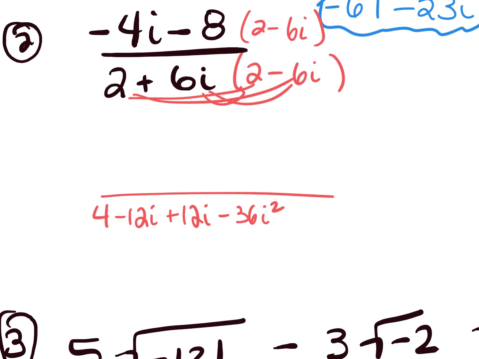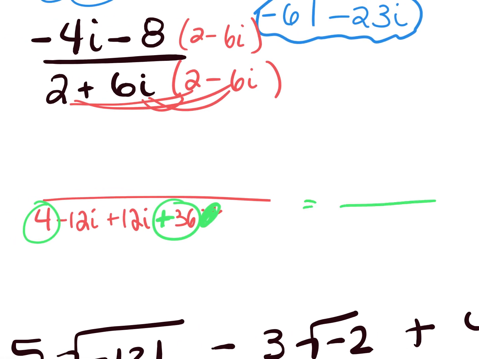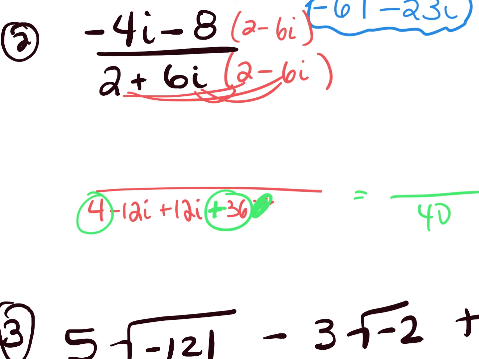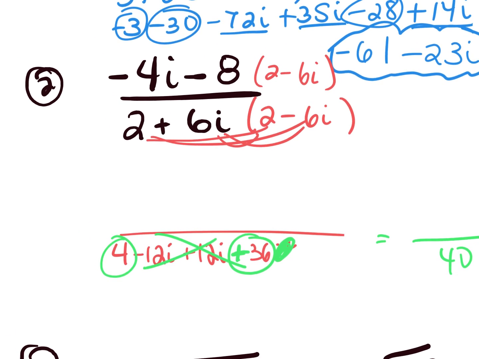As soon as you see that i squared, what do you do? Cross it off and change the sign. So I have 4 plus 36 gives me 40. What happens with positive and negative 12i? They cancel, which is exactly what we wanted to happen. So now we're good. That means we did the complex conjugate correctly.